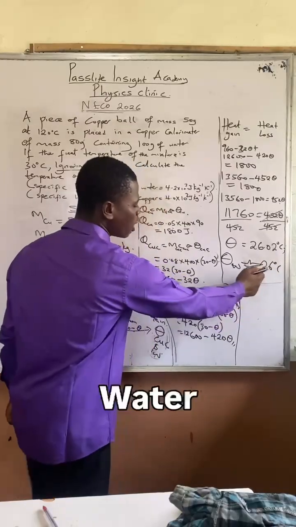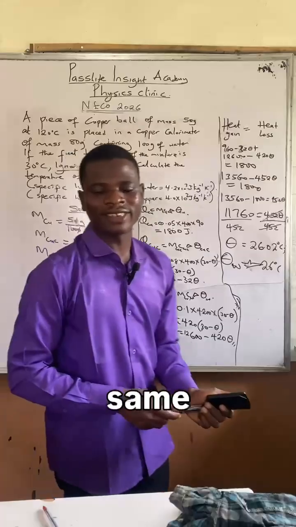So they share the same thing. Water and copper calorimeter share the same temperature.